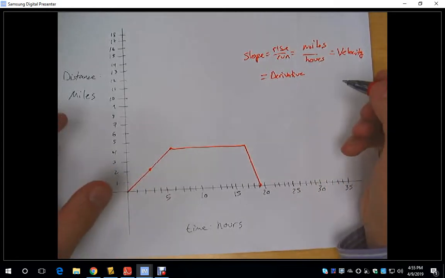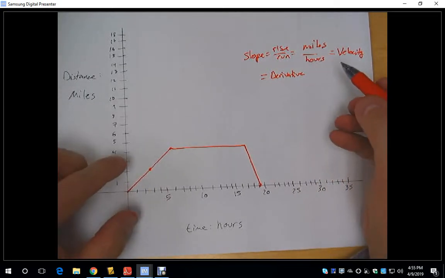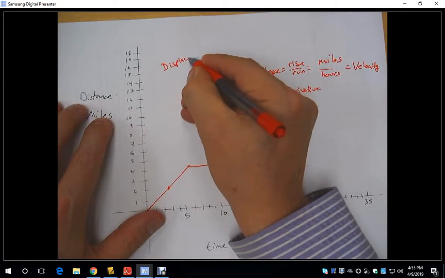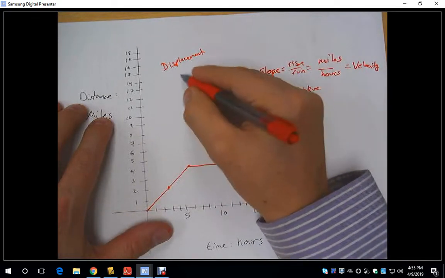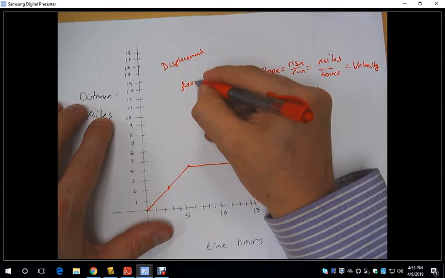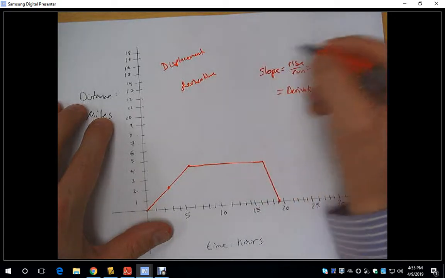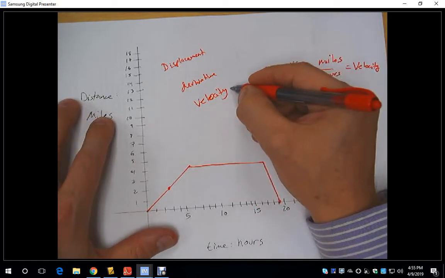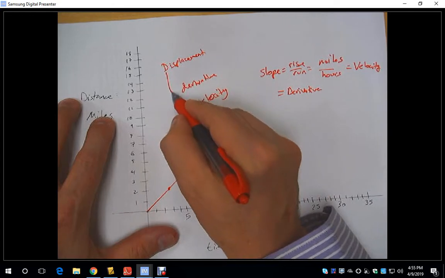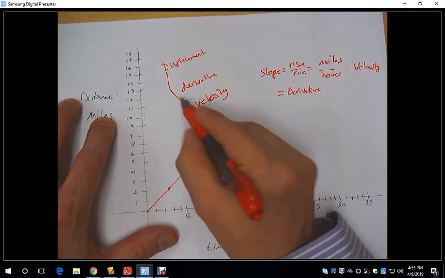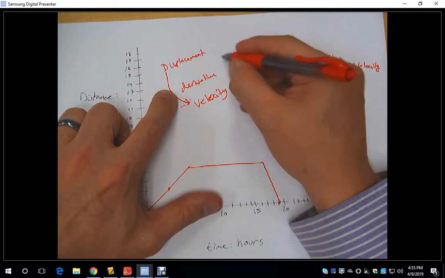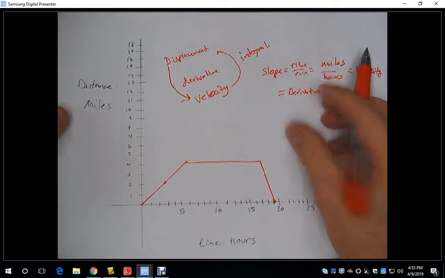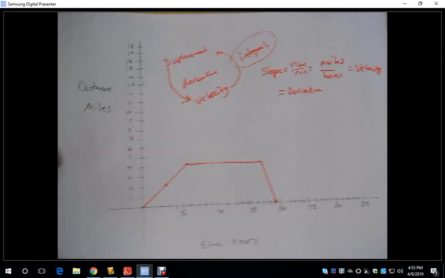So what does it mean then if I'm given a velocity? So let's go back to displacement. I have a displacement graph, and I take the derivative to get to velocity. So to go from displacement to velocity, I take the derivative. Then to go back, I need to take the integral, or the shaded area. And that's in fact what we're going to be doing today. We're going to be taking the integral.